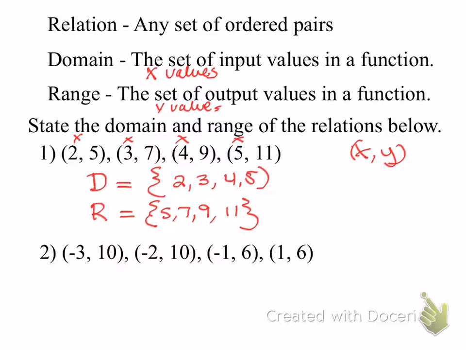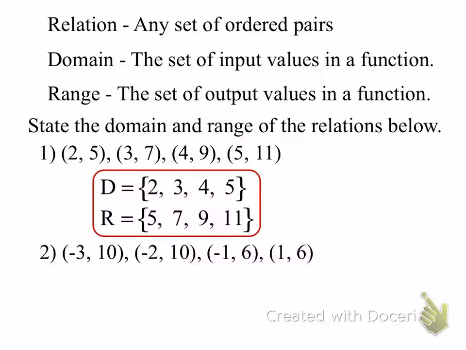Now, I'd like you to do number 2. Go. State the domain and range. Pause the recording. So let's begin. The domain for number 2, someone I have not heard from, please. Sydney. -3, -2, -1, and 1 in brackets. Perfect.